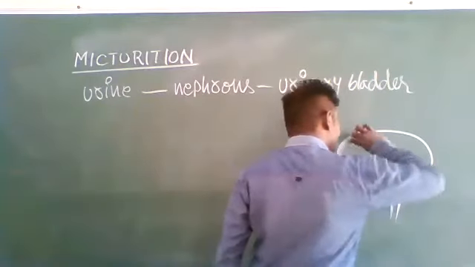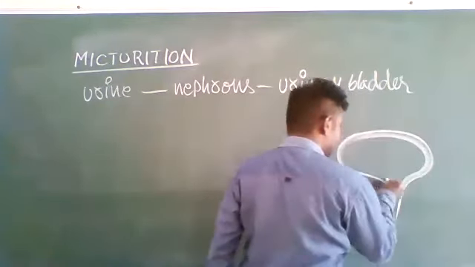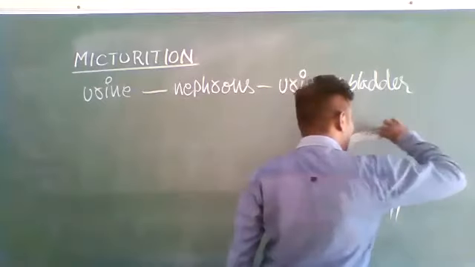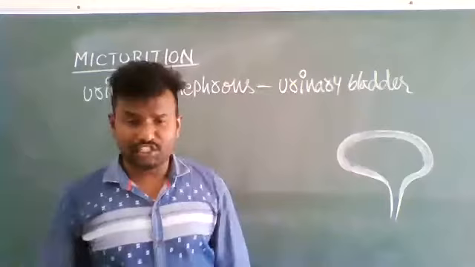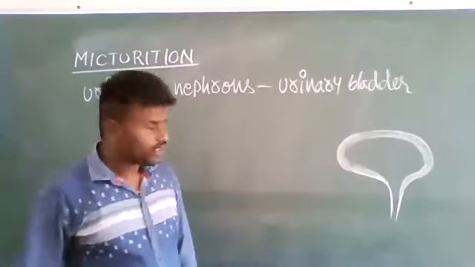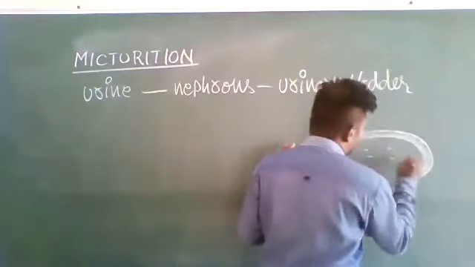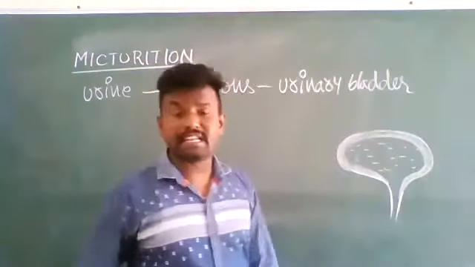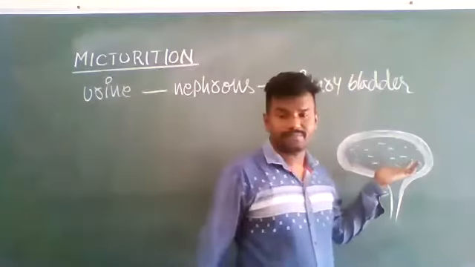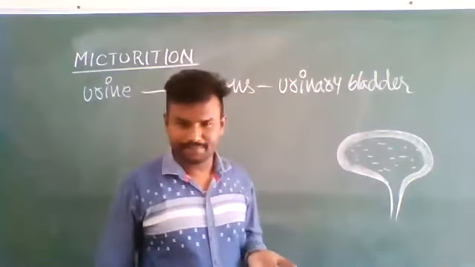Internally, it is lined by transitional epithelium. We already discussed that. Internally, the urinary bladder is made up of transitional epithelium. Okay? In this, the urine is stored until the central nervous system gives a signal.